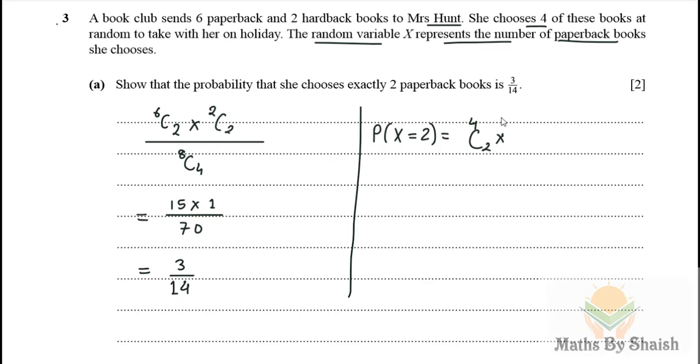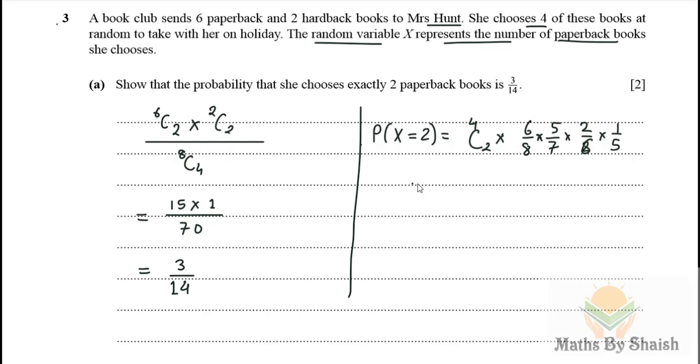So first, if there are 6, the first would be paperback, it is going to be 6 over 8. Sorry, it is not 1 over 6, it is going to be 6 over 8, and the next would also be paperback, it means 5 over 7. Now the rest 2 should be hardback, it means 2 over 6, and the last one is 1 over 5.